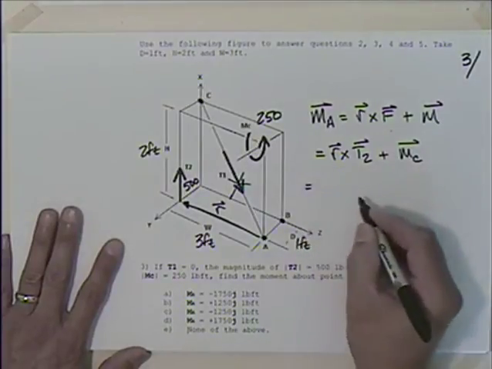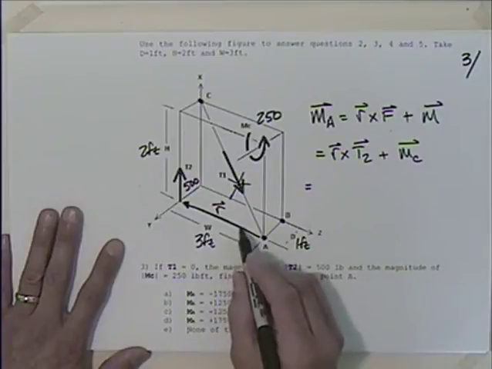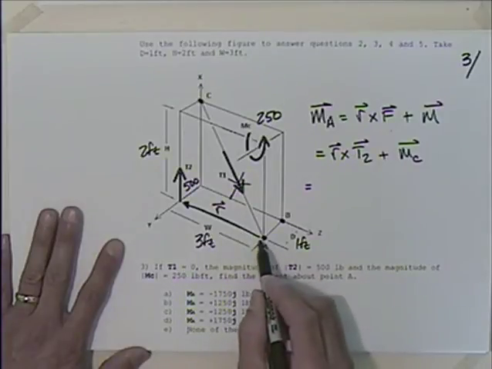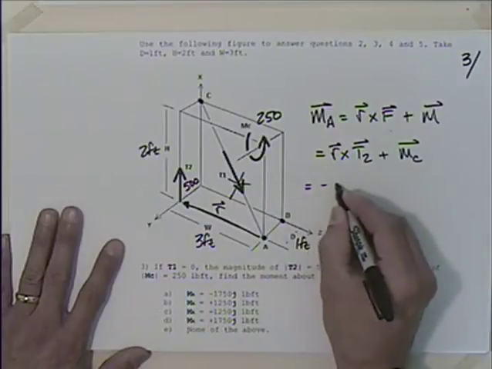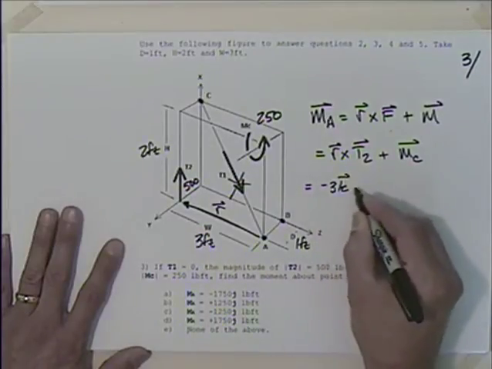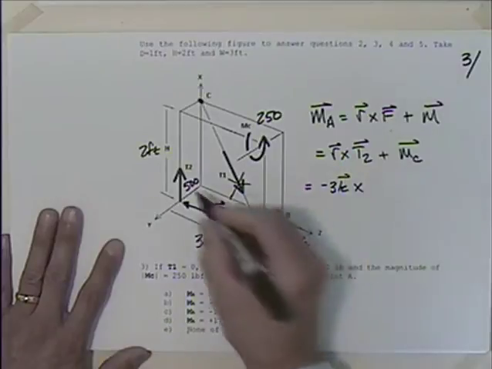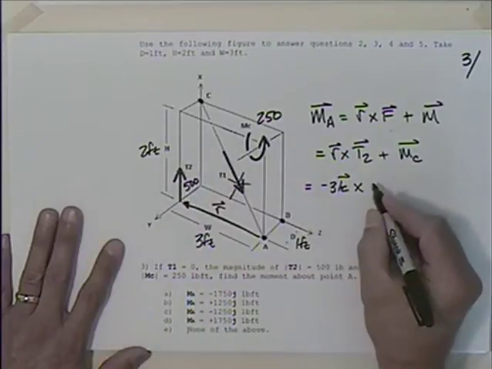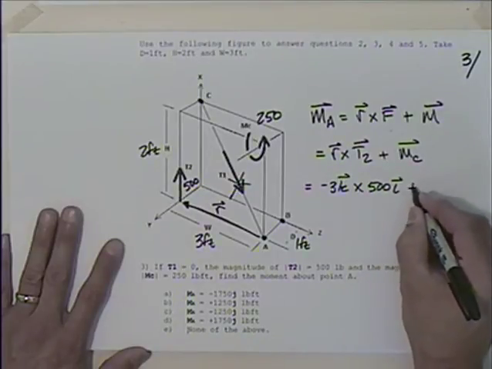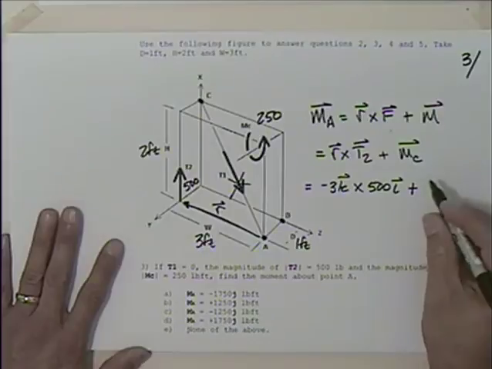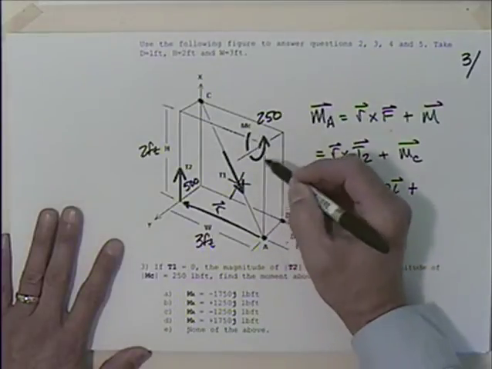So what are we going to have here? What's R? Well, that R is simply what? I have to go 3 in the minus Z direction. So I'll say minus 3 in the K direction. And I'm going to cross that with T2. Well, T2 is all in the X direction, so that's 500 in the I direction, isn't it? And I'm going to add that to the moment about C, this M sub C.